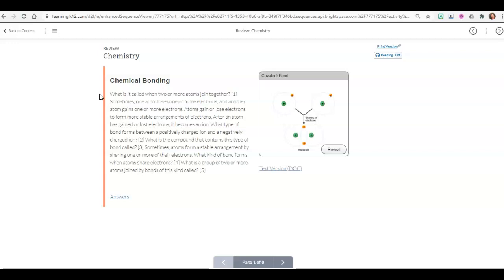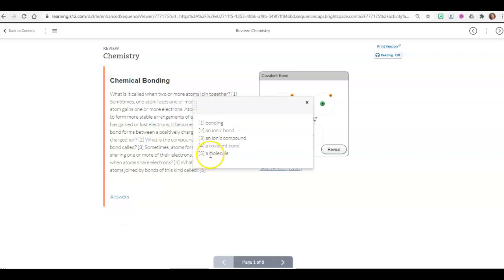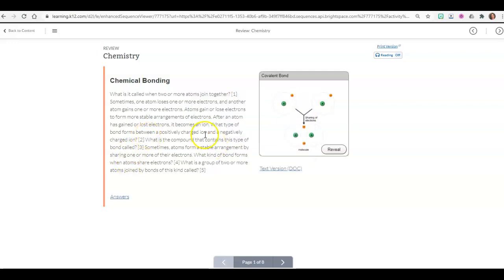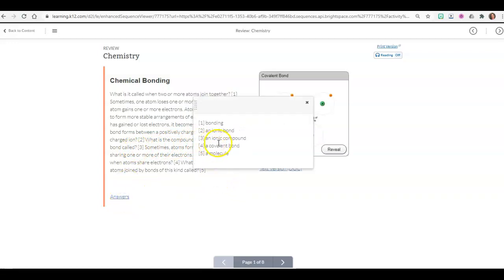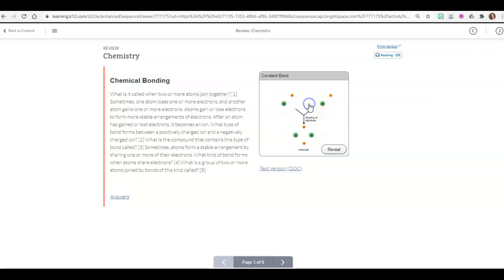And then what type of bonds form between a positively charged ion and a negatively charged ion. If we click on the answers below, it tells us that is an ionic bond. So you'll want to have that in your notes. An ionic bond is a positive and a negative. And then a compound, what is the compound that contains this type of bond called? And that is an ionic compound. So you could add that into your notes as well.